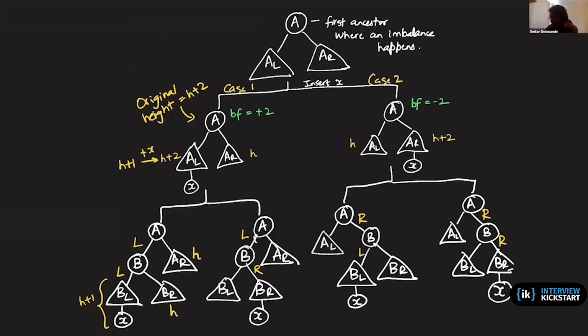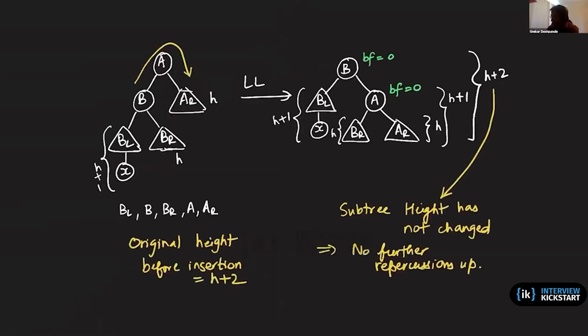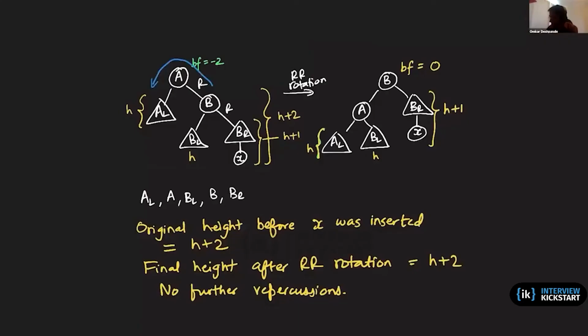When we look at LR and RL, that's where things get a little more complicated. So let's assume what would happen if we tried an LL rotation here. So here also it looks like the balance factor at A is plus 2, right? So things are too heavy here. So what would happen if we try to fix it with LL rotation? Let's see why that would fail before we understand why we have to do this complicated double rotation.